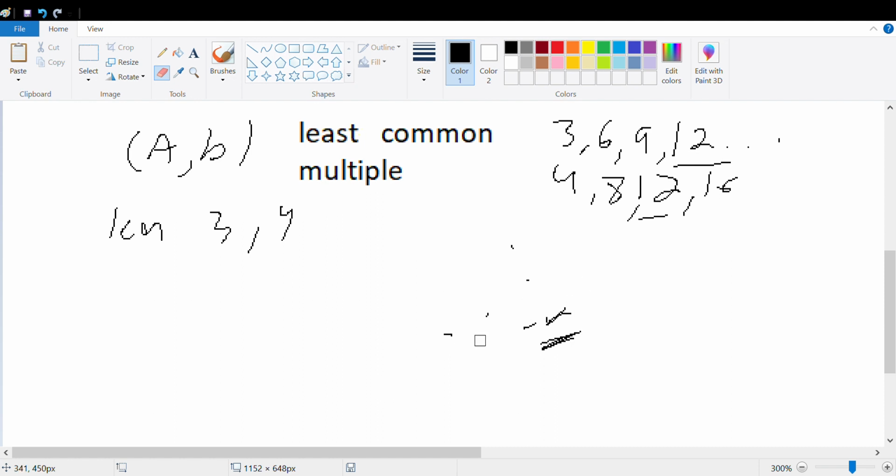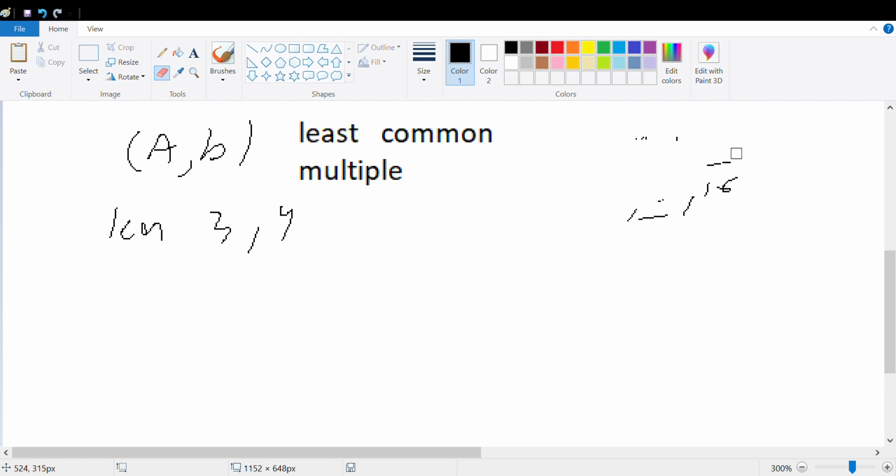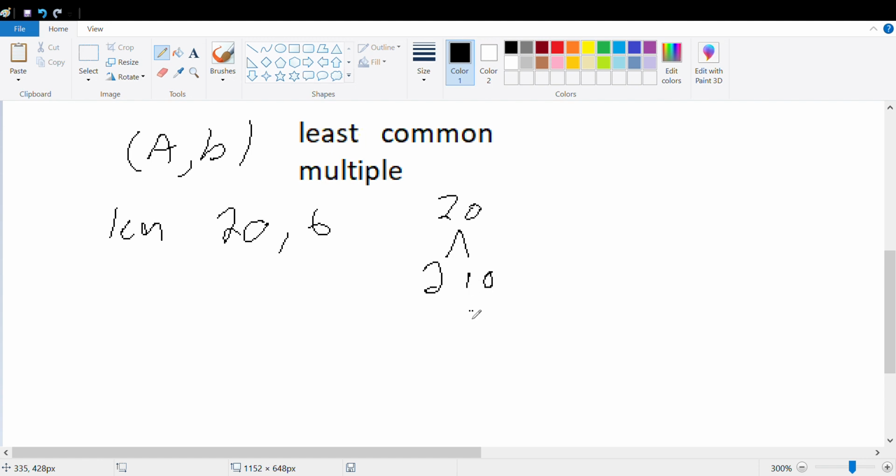Alright. So for the next one, we will find the LCM of 20 and 6. We can go about the Christmas tree way, which divides it evenly. So 2, what's 20 divided by 2? It's going to be 10. And then 10 divided evenly is 2 and 5, which is the prime factorization of 20.